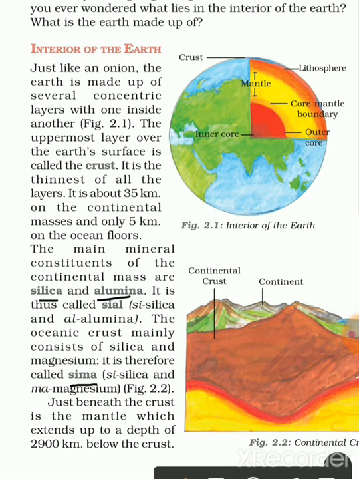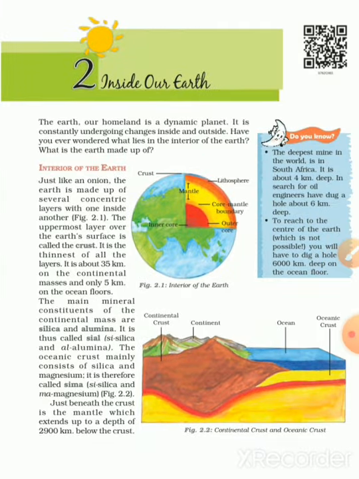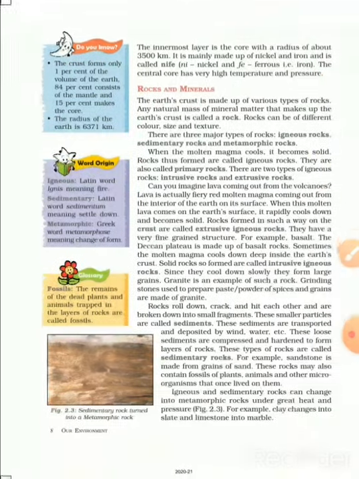Then just beneath the crust is the mantle, the second layer, which extends up to a depth of 2900 km below the crust. So the first layer, the crust, is about 35 km. Then the mantle just beneath the crust extends up to a depth of 2900 km. Then the next layer comes.